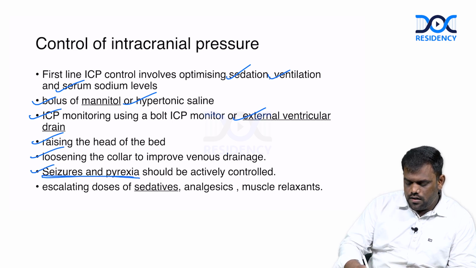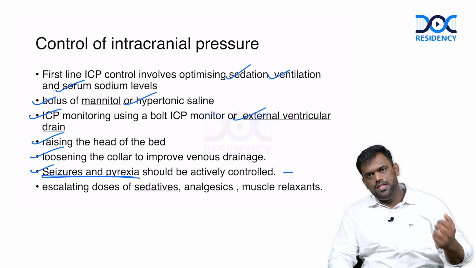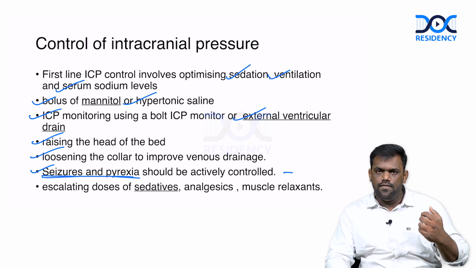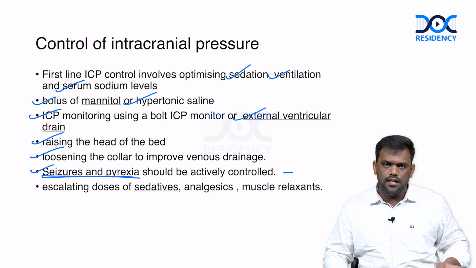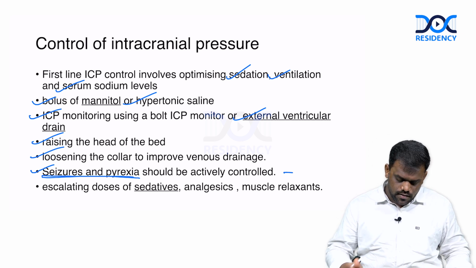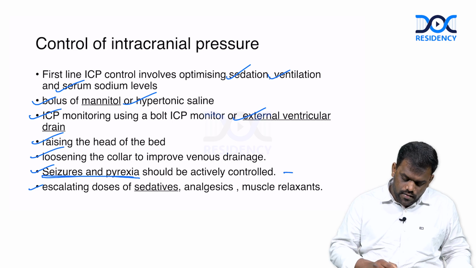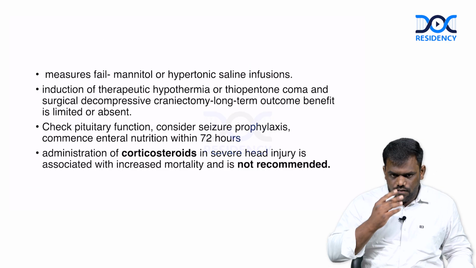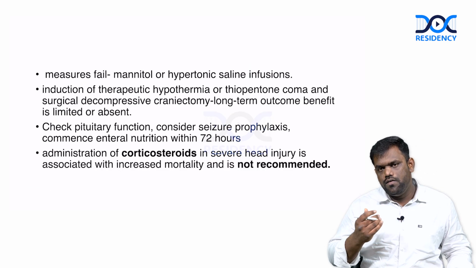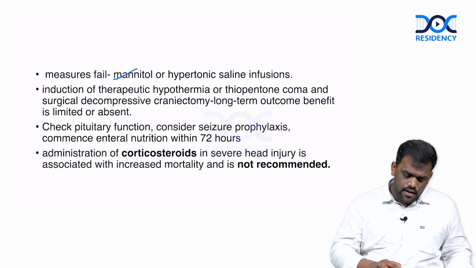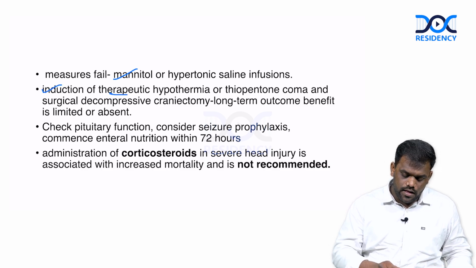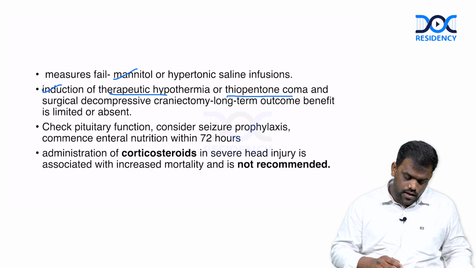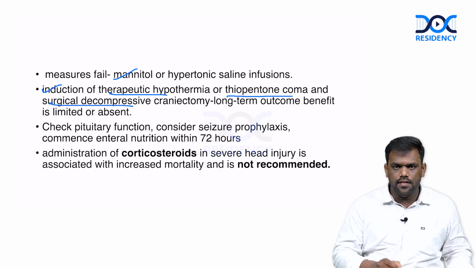You should start the patient on anti-seizure medications, like injection phenytoin or injection levetiracetam, to prevent seizures, because seizures will increase the ICP. Then escalate the dose of sedatives, analgesia and muscle relaxants. If all these fail, you have to increase the dosage of mannitol or hypertonic saline. Finally, if all the measures fail, you can use induction of therapeutic hypothermia or thiopentone coma, and finally surgical decompressive craniectomy.